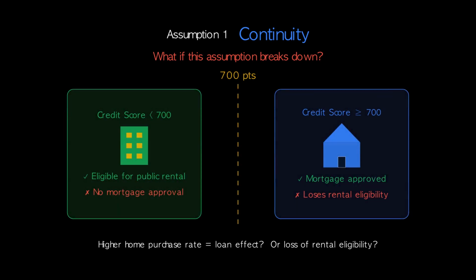Suppose people with credit scores below 700 are eligible for public rental housing, meaning they don't need to buy a home. But the moment someone crosses 700, they become eligible for a mortgage and simultaneously lose their rental housing eligibility. In that case, we can't tell whether a rise in home purchase rates is because they can now get a loan or because they lost access to rental housing.